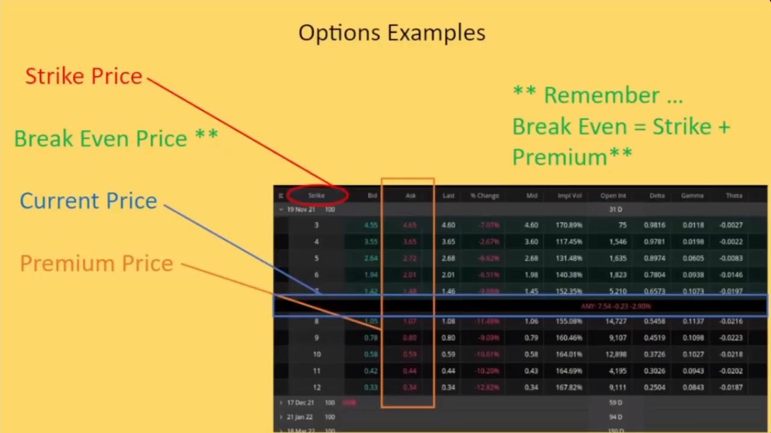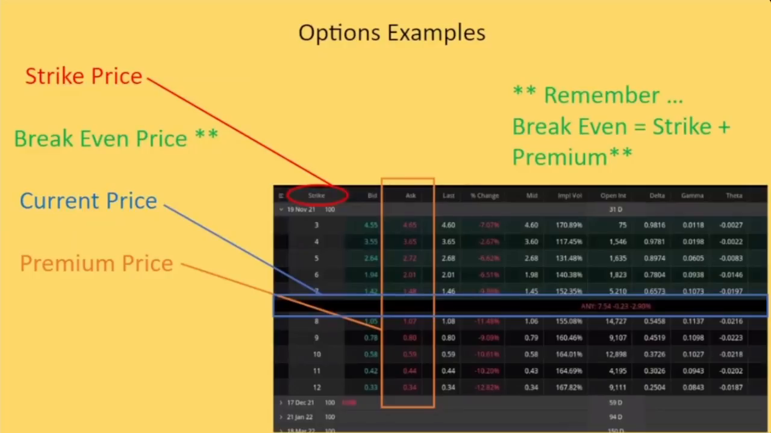All right, so on the left-hand side, it actually tells you your strike prices in the red circle going down. $3, $4, $5, $6, $7. Then the current price, the $7.54, is splitting the $8 strike price, the $9, the $10. You can see it's shown basically the same on both screens with that current price splitting, showing you where the current price is between those strike prices.